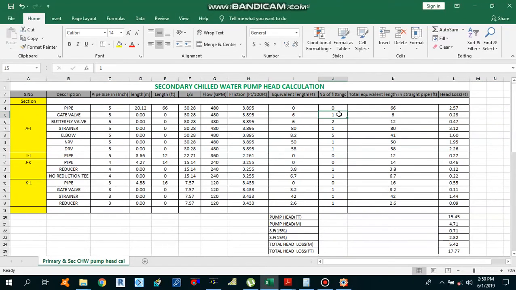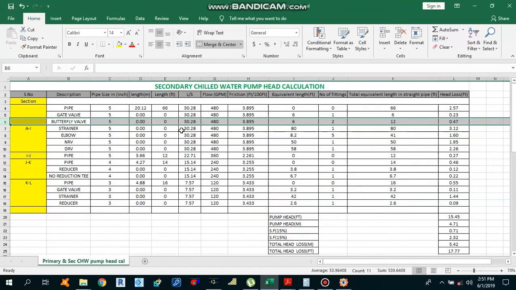Number of fittings, we have only one valve over there. If you multiply this equivalent feet with the number of fittings, you will get equivalent length. Again, you need to multiply this equivalent length with number of fittings and add the linear length. Since this is 0, we have total equivalent length in the straight pipe of 6 feet. Same way you will get the head loss. You need to multiply this total equivalent length in a straight pipe with this friction. Friction will be the same. Already I told you how to calculate this friction by using a pipe sizer. You need to multiply 3.895 with this total equivalent length divided by 100. You will get head loss, that is 0.23 feet head loss across this gate valve.